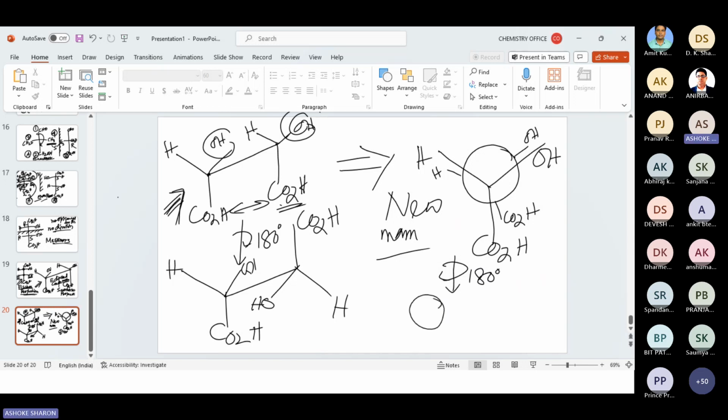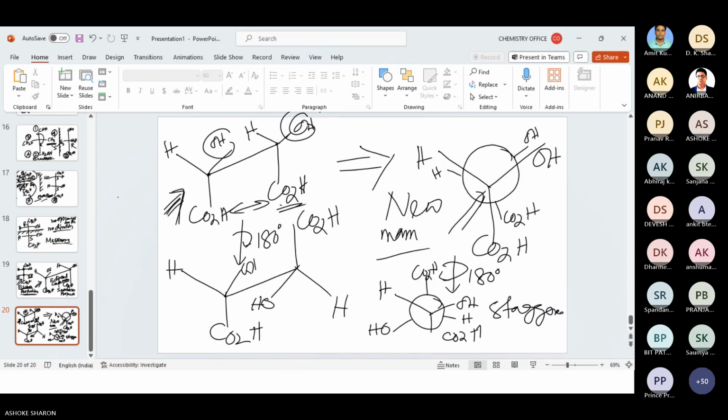So again I am fixing the top one because I am visualizing the molecule from here. So I am fixing this one: H, OH, CO2H. Then I am rotating. So this is the staggered conformation. This is called the staggered conformation.